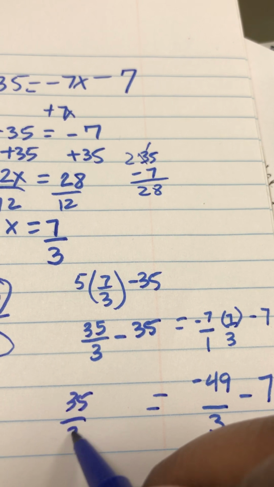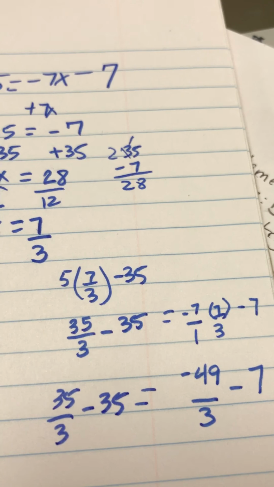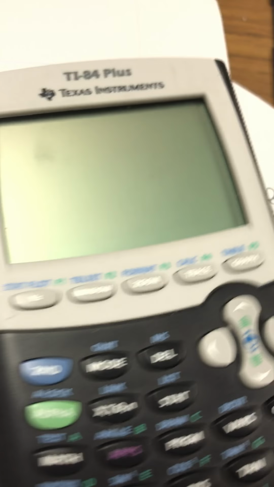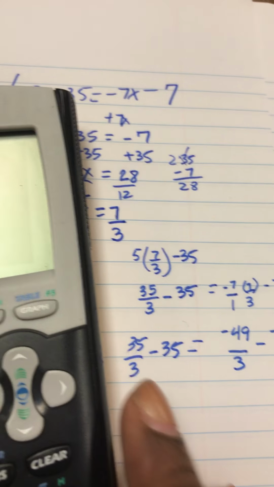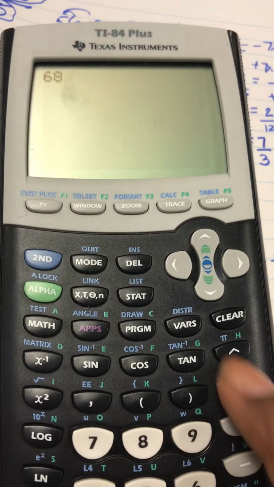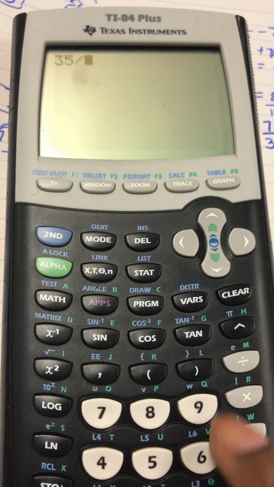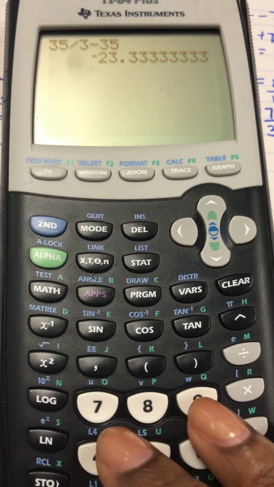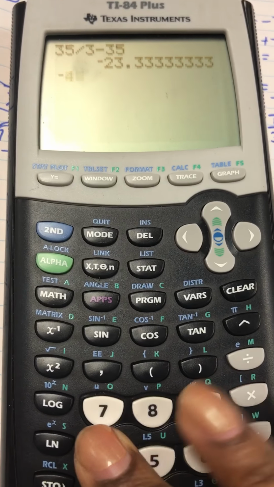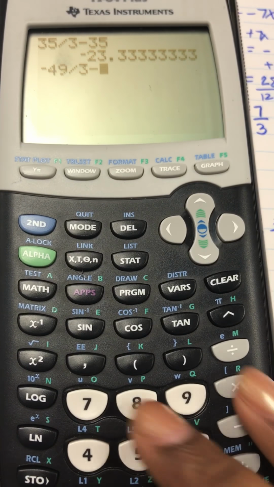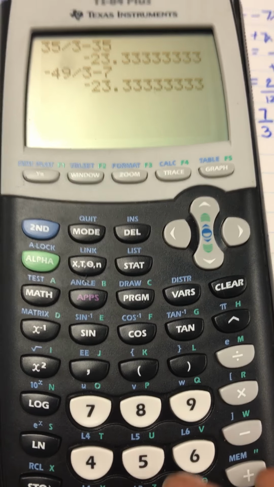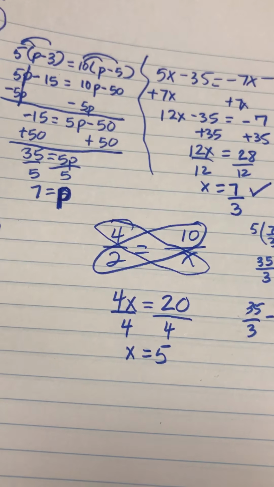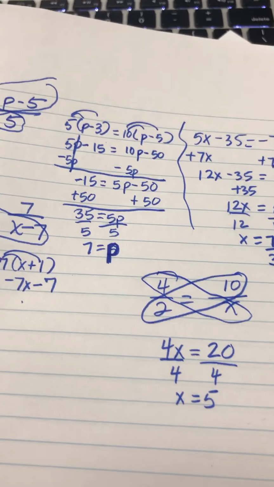Alright. Gotta make some equivalent fractions here. But for the sake of time, I'm just going to check using the calculator. We have 35 over 3 minus 35. And on the other side, we had negative 49 over 3 minus 7. Alright, since they both equal the same thing, we know that our answer 7/3 checked out. Alright, so there you go. Let me know if you have any questions.